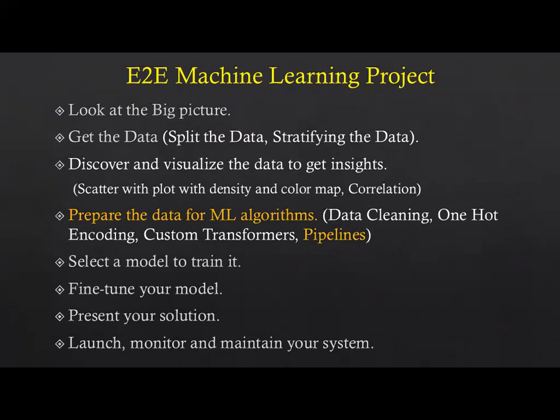Then we were seeing preparing the data for ML algorithms. In that we have seen data cleaning for missing values filling, and after that we have seen one-hot encoding, for example, for categorical variables. And after that we have seen the custom transformers, to make our own transformer classes which have fit, transform, and fit_transform methods. Then today we are going to see the pipelines.